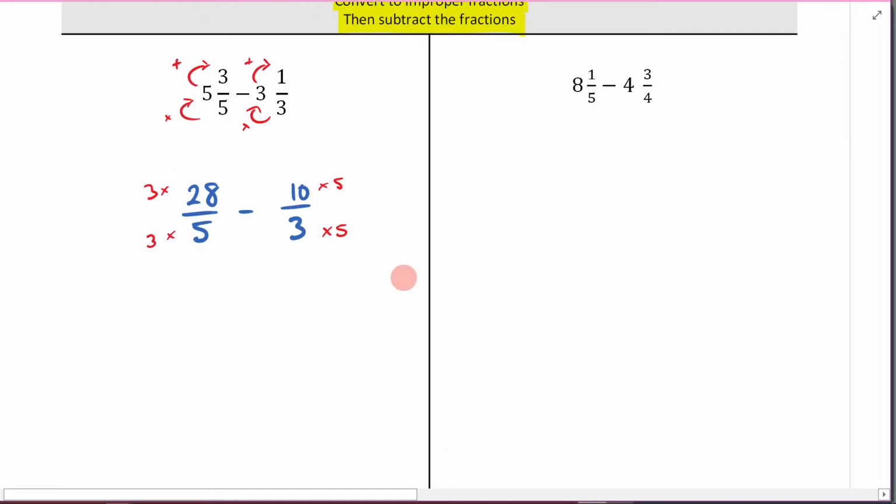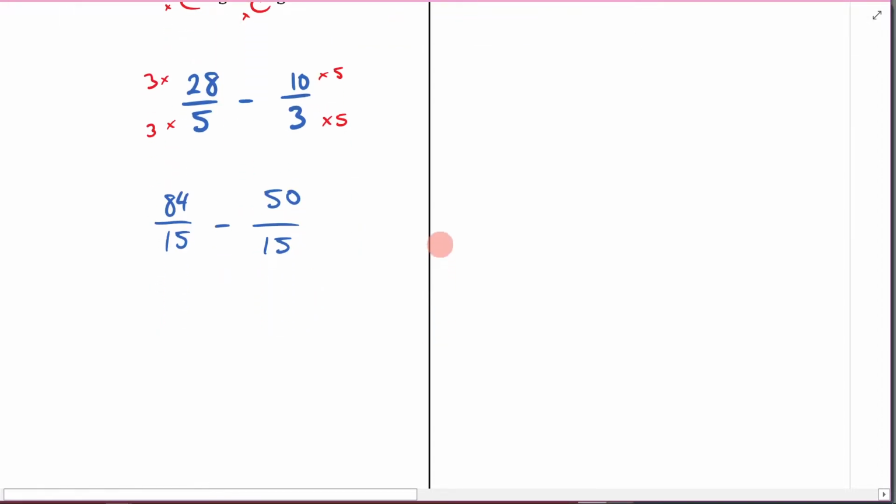So that means what I'm going to end up with here is, wait for it, 3 5s are 15. And then what's 3 times 28? Well, the way that you can think about this is 3 times 20 is 60, and 3 times 8 is going to be 24. So that means it's going to be 60 plus 24, which is 84. Minus, and then on this side we'll get 15. 3 5s are 15, and this will be 50. 84 minus 50 will be 34 on 15, which is our answer.